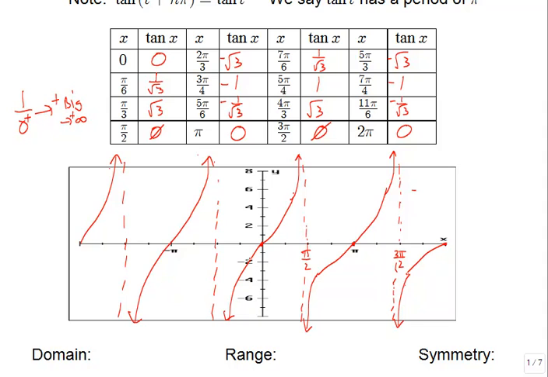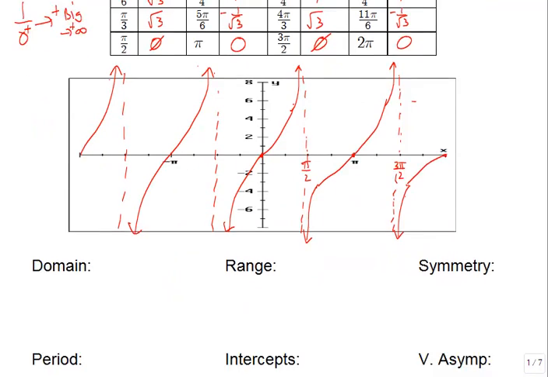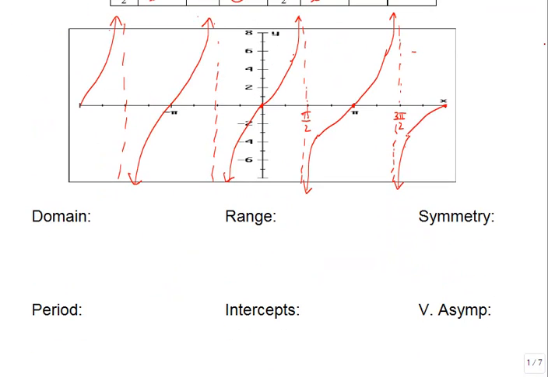Okay, so it's kind of these just little squiggly lines, and you've got asymptotes at all these odd multiples of pi over 2. So let's fill in some of our key characteristics. What is the domain of the tangent function? Well, it's not defined everywhere because we do have these undefined places, these vertical asymptotes. So our domain is all reals except all of these places where we have vertical asymptotes, which are all of these odd multiples of pi over 2.